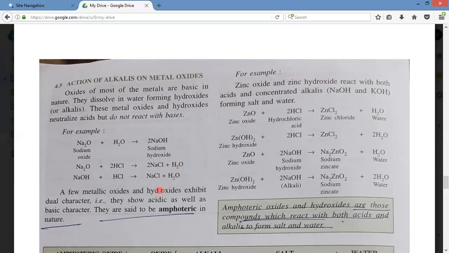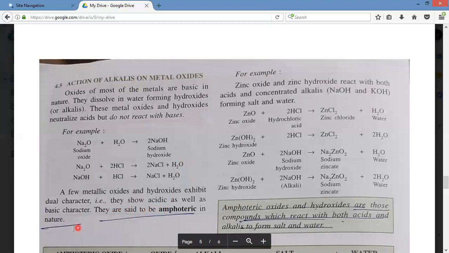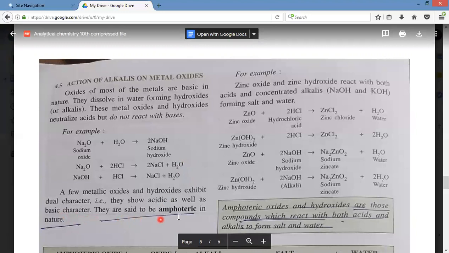But some metallic oxides have a dual character. What is the meaning of dual character? Dual means it reacts with both acidic and basic substances. Means they can react with the acid and also the base. They show both the acidic and basic nature, and they are known as amphoteric nature, right? Only few are there.